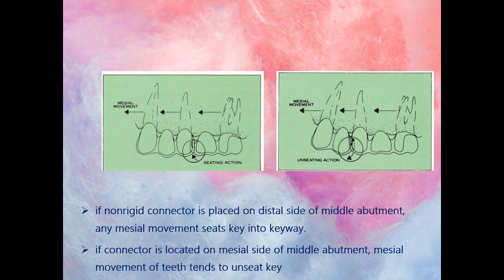Now, according to Shillingburg, the ideal location of the keyway or the female component is on the distal aspect of the pier abutment, while the key or the male component is on the mesial aspect of the distal pontic. So here you can see in this picture, the female component or the keyway should be placed on the distal aspect of the pier abutment. So here it is on the distal aspect of the second premolar, and then the key or the male component should be placed on the mesial aspect of the distal pontic.